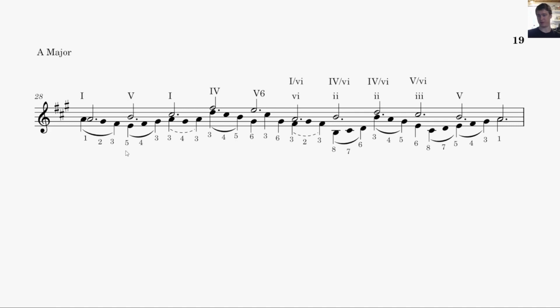Okay, next we see a fifth and we see it's approached in contrary motion. Then we see an octave and this is also approached in contrary motion. And then we see a fifth and that is also approached in contrary motion. And furthermore, there's an octave in there and that's going in contrary motion to the fifth. Okay, so that one checks off.